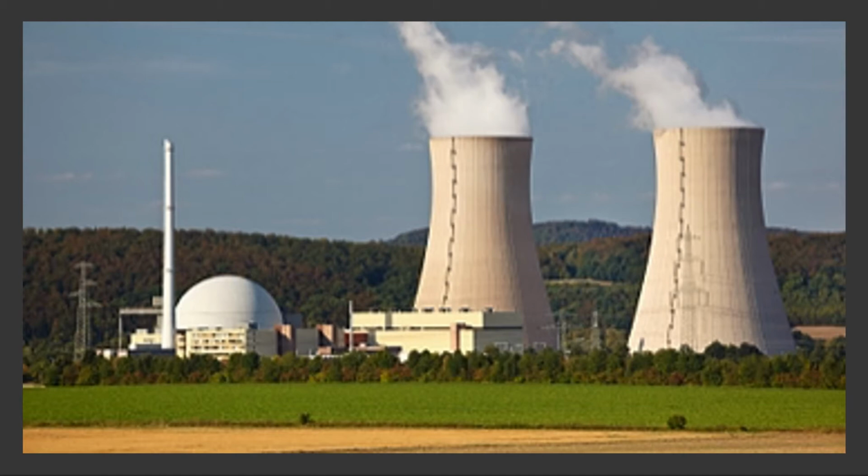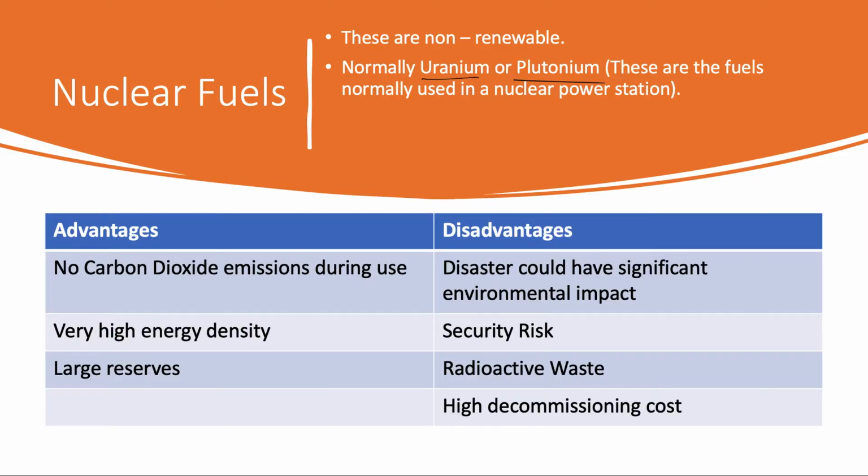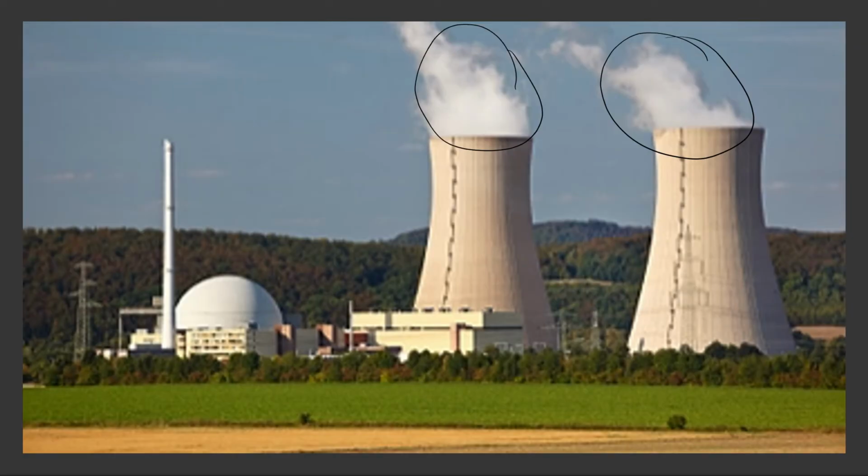However, when we look at this image over here, we can see that there are other gases being released into the atmosphere. If you go back, we have these fuels, uranium and plutonium, and there's a lot of radioactive waste being released. And if some disaster actually happens, it can have significant impact on the environment. You can see here, this contributes to climate change. It contributes to the gases in the atmosphere.